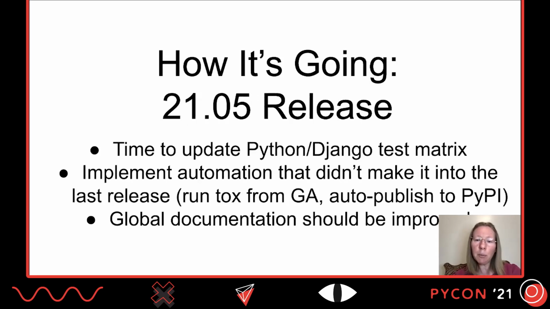But Pinax is a work in progress and there's still room for improvement. We don't have the sense of community that we could have at the moment, but I'm happy to say that we're moving forward with a 21.05 release to update the Python Django test matrix and implement some of the automation that we didn't get to with the last release, such as running tests from GitHub Actions and implementing auto-publish to PyPI upon tagging. And the global documentation needs to be improved.